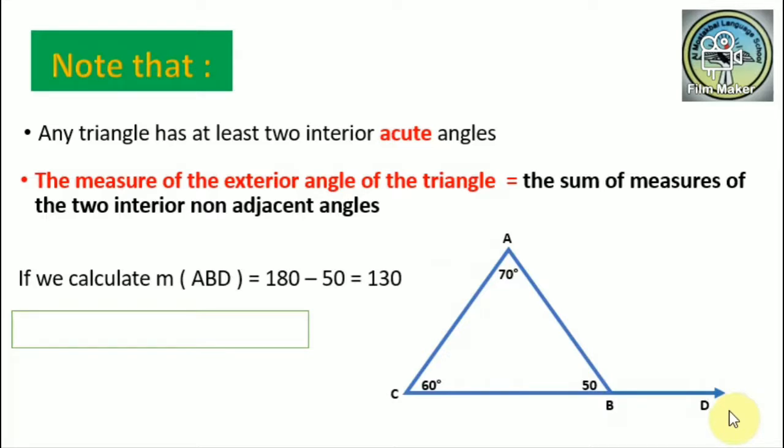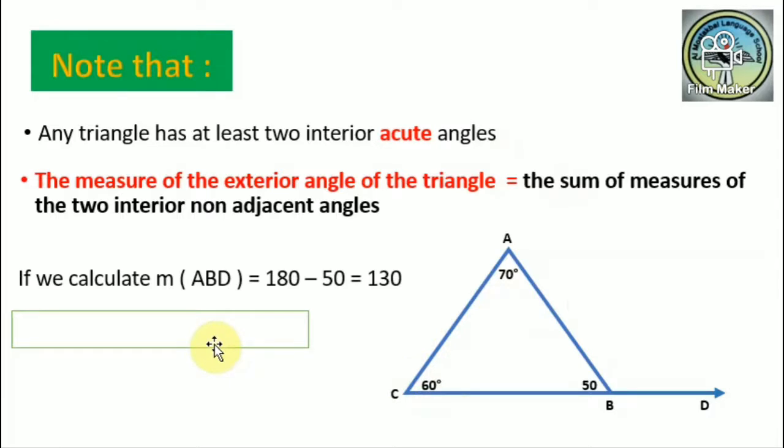Omar will tell me that he can subtract 50 from 180 because the two angles here are supplementary, so he will get 130 degrees. But our notes say you can also calculate the exterior angle by adding the two non-adjacent angles.